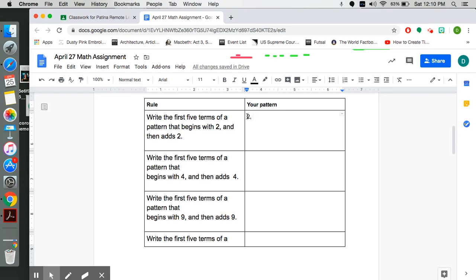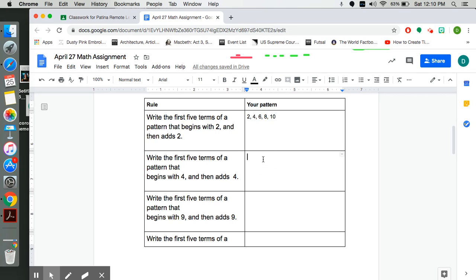So if I do 2, then that would be 4, because I'm adding 2. 4 plus 2 would be 6. 6 plus 2 would be 8. 8 plus 2 would be 10. Let's count and see if I have 5 terms. 1, 2, 3, 4, 5. Yes, I do. So that's the pattern that I made.